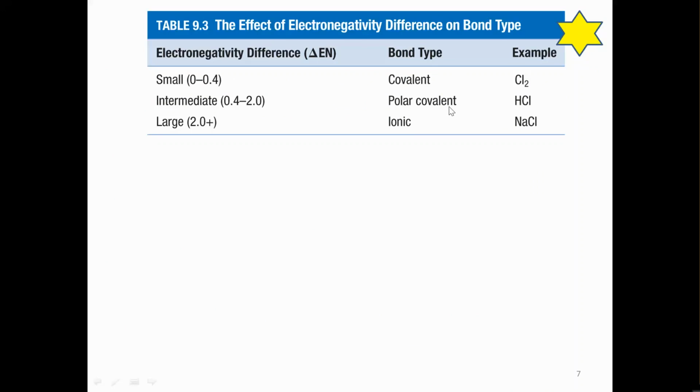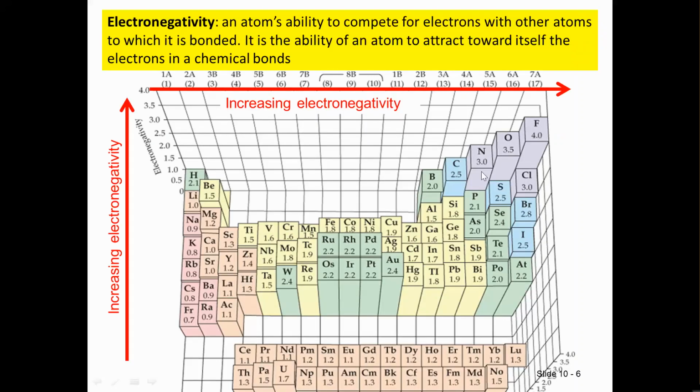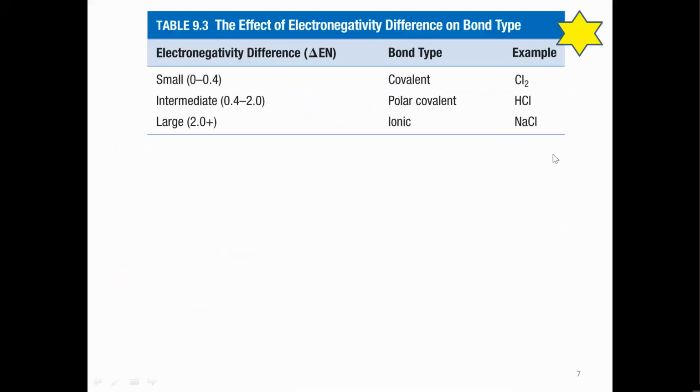And we can use the same strategy to calculate the electronegativity difference for an ionic bond, for example, NaCl. So again, let's go back to the electronegativity table. Na has an electronegativity value of 0.9, whereas Cl has an electronegativity of 3.0. So the difference between them, 3.0 minus 0.9, is 2.1. Therefore, NaCl is an example of an ionic bond.